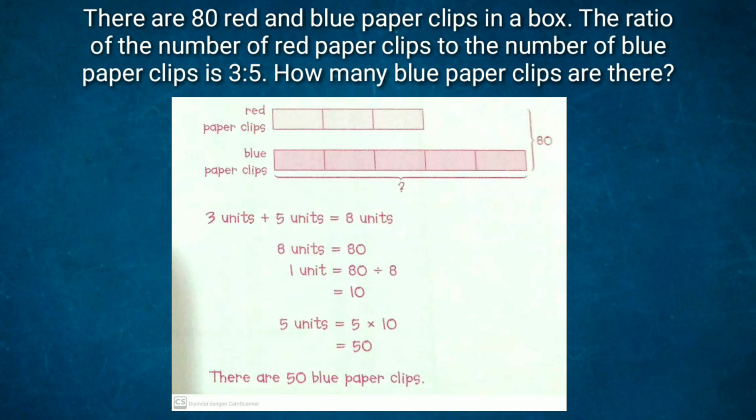Because we know every 1 unit equals 10, we can find how many red paper clips there are. The ratio of the number of red paper clips is 3, so 3 units. It means 3 units equal 3 times 10 equals 30. There are 30 red paper clips.